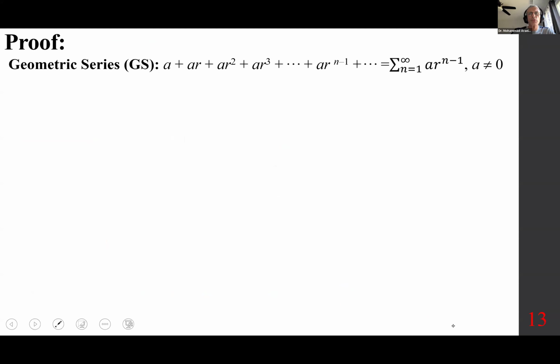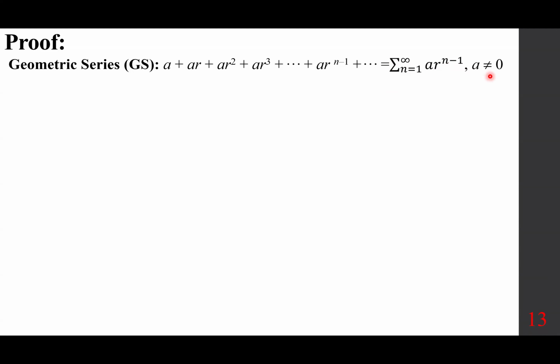Let's quickly look at the proof. You're not responsible for the proof, but I just wanted to remind you what we have seen in algebra. And here's the geometric sequence added up becomes a geometric series. A plus a r and so on is the summation. This is the summation notation, sigma n equals 1 to infinity, a r to the power of n minus 1. Needless to say, a can't be 0.